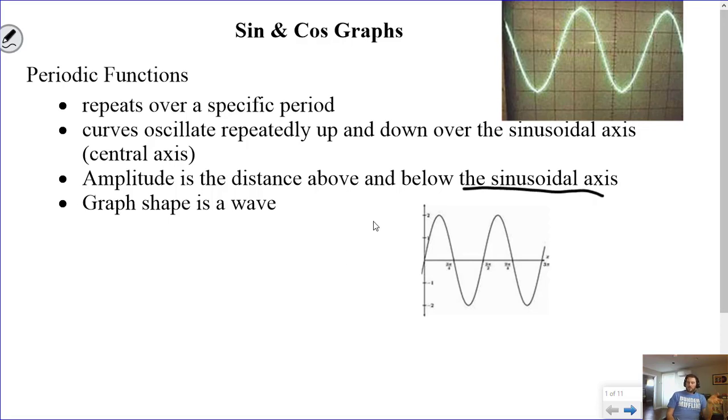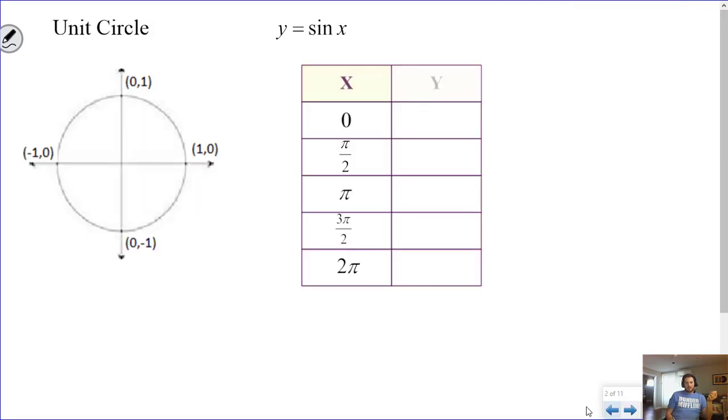Some of you might already be familiar with this information. Some of you may have taken physics before, where we study waves rather closely. So this might be some information that you've already seen, so that's great. For everyone else, let's just see what happens when we take a look at sine and cosine graphs.